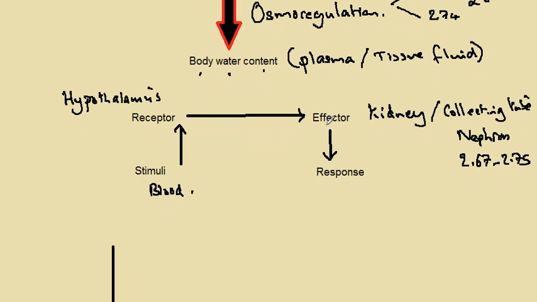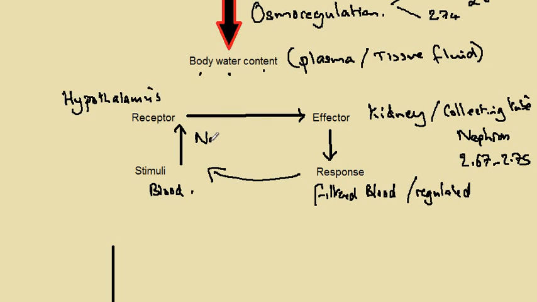The output from the kidney, of course, is filtered blood and regulated blood, and of course this will ultimately flow back to the hypothalamus to give further input, setting up once more a negative feedback loop.